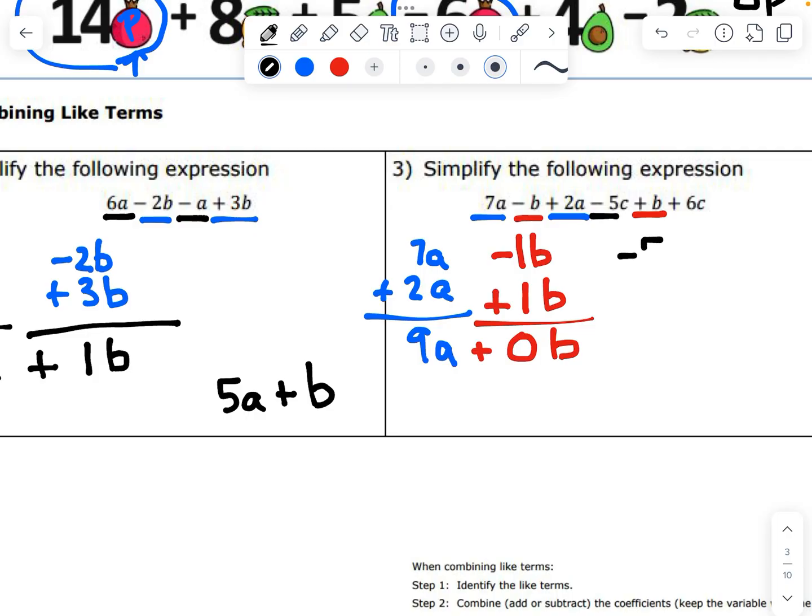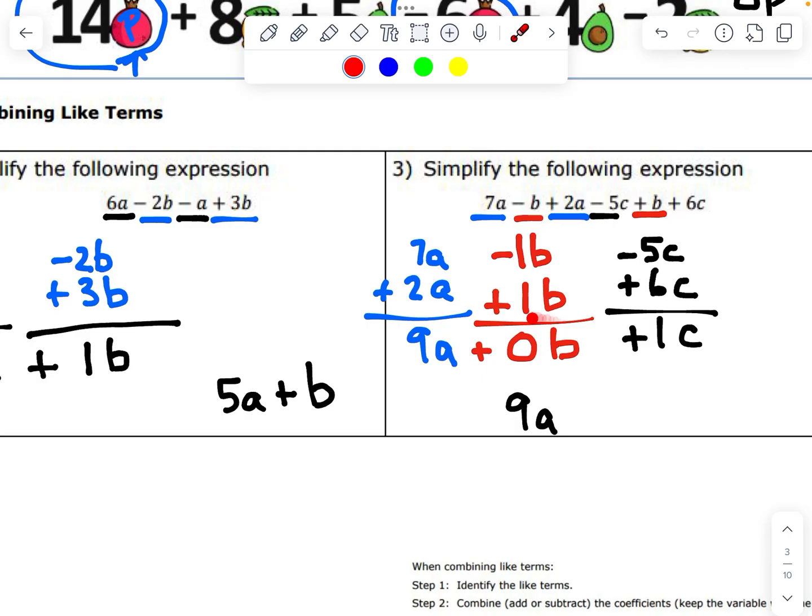And now I see some carrots here. So I see a -5 carrots, and I see a +6C. They are alike, so then -5 plus 6 becomes +1, and that's carrots. All right, so now my final answer would be 9A, because there is nothing here, there's 0 blueberries, we're not going to write it in the final answer, and we have carrots, and there's 1 of them, and we have permission to not write the 1 and just put that there is a carrot there.